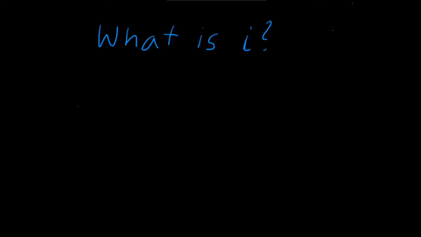So what exactly is i? Well, in math, i is what we call an imaginary number, right? I for imaginary is a good way to remember that. And i is exactly the square root of negative 1. So why is this imaginary? Why isn't it just like any other number?